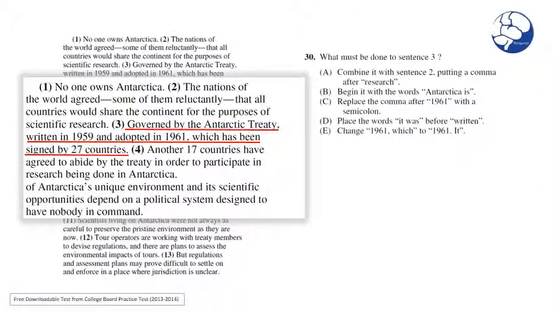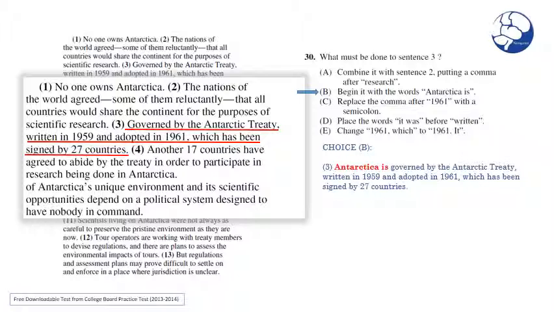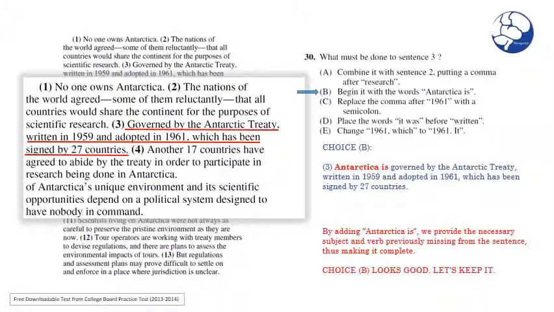Now let's look at choice B. Begin it with the words Antarctica is. If we include Antarctica is into our sentence, it would read as follows. Antarctica is governed by the Antarctic Treaty, written in 1959 and adopted in 1961, which has been signed by 27 countries. Here we add a desperately needed subject and verb.